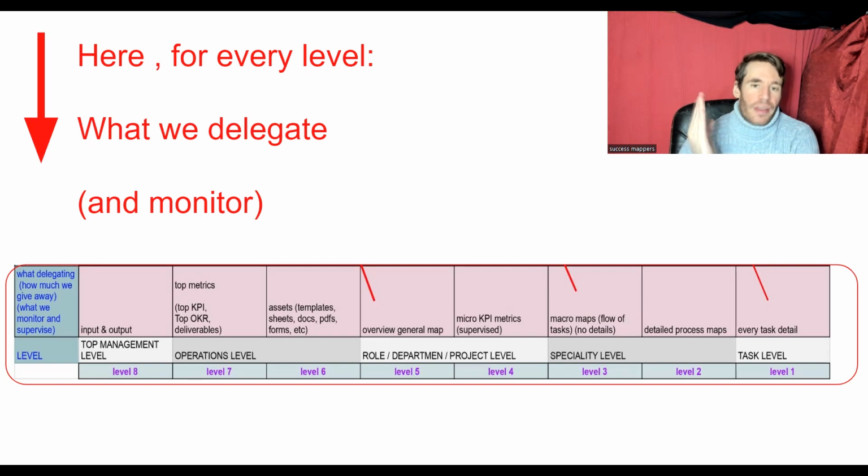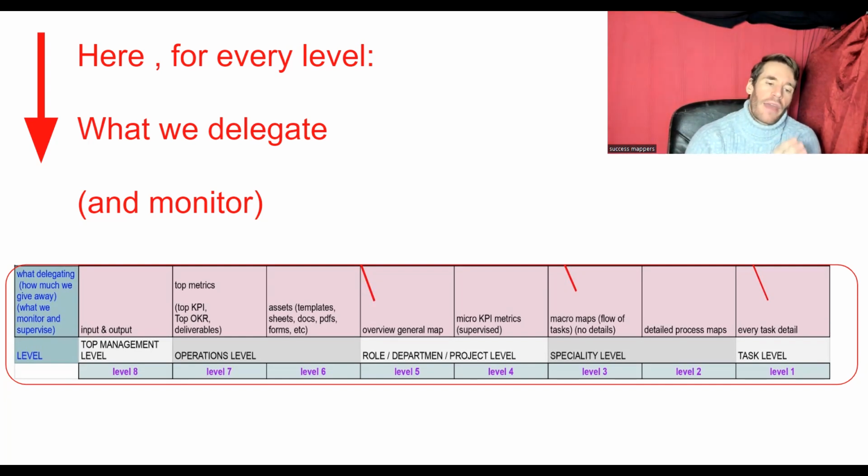I also want to mention, sometimes when you delegate at level 1, some KPI metrics, OKR, deliverables are not necessarily to be provided because you are managing every small task detail, right? You are supervising every step. So in theory, if there are some metrics, you should include them, but sometimes it's not so important.